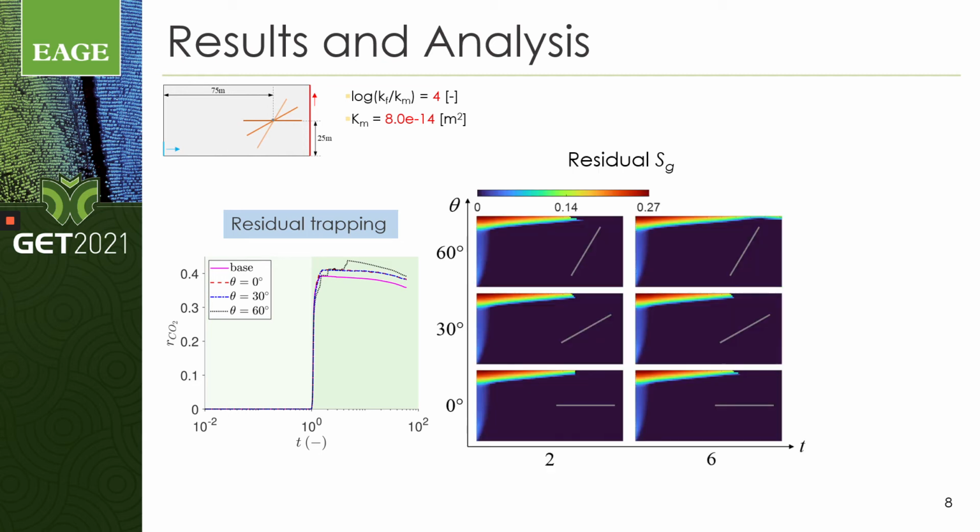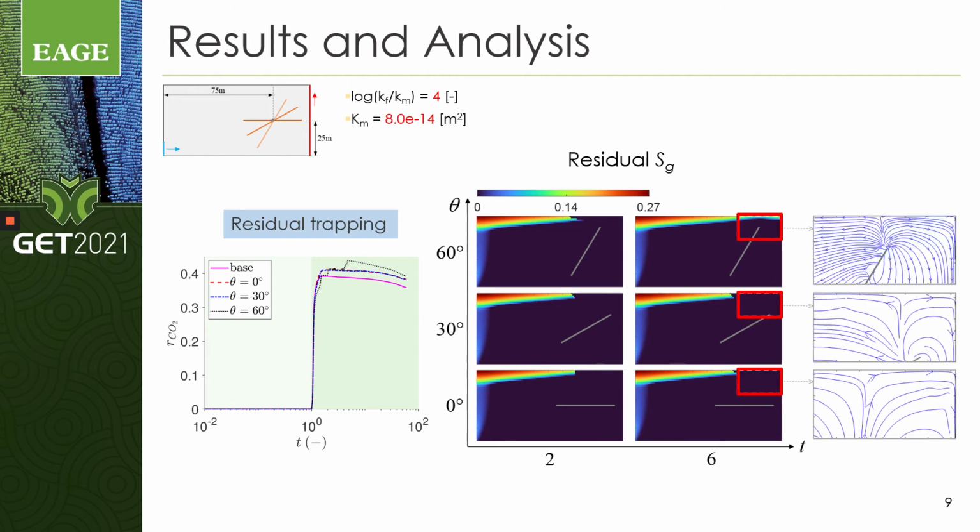To get a better understanding, we plot the residual saturation maps before and after the steep increase occurs for all the cases. Here we see that in the case of 0 and 30 degrees, the residual trapping map remains relatively unchanged. However, for the 60 degrees, the trapped gas becomes visible above the fracture tip at t equals 6. The reason is shown in the streamline of the liquid phase.